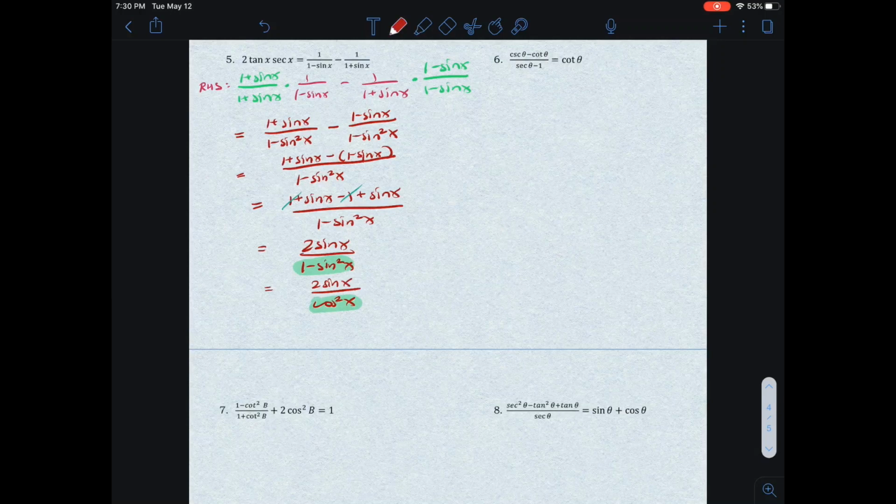And then from here, I'm going to do a little manipulation. So at this point, I'm going to actually look at my goal. My goal is to get to 2 tangent of x secant of x. I'm looking at what I have. I see a 2 there, so that's looking good. The question is, how do I get tangent of x and secant of x?